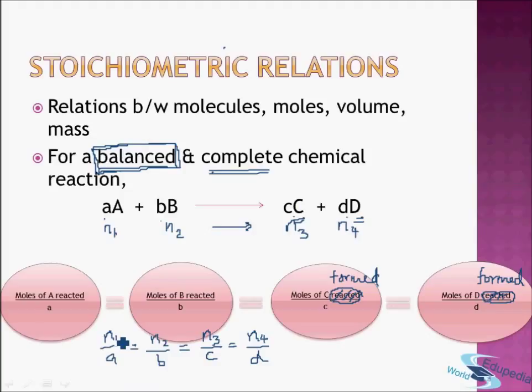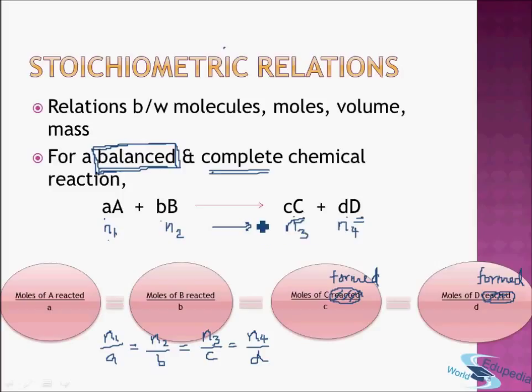The use of this relation is that if you know the data about any one of these quantities, N1, N2, N3, N4, any one reactant or any one of the products, even if you have 50 different reactants and products, if you can calculate the moles of any single reactant or product, you can calculate the moles of all the reactants and products.